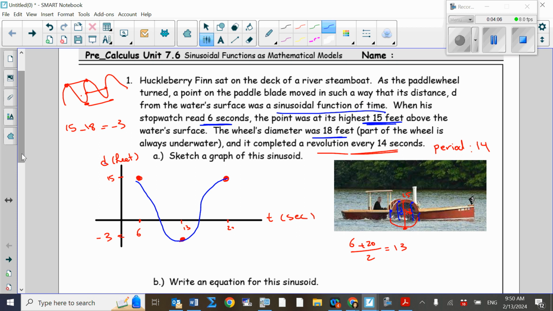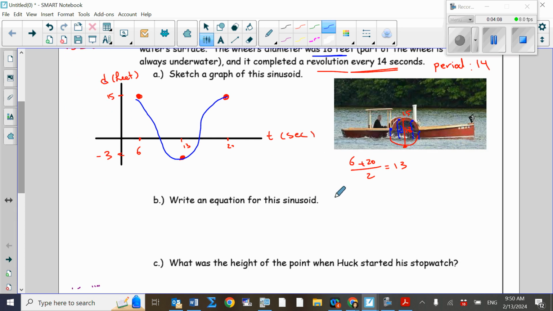Now we want to write an equation for the sinusoidal function. So we know that the general form is y equal to c plus a sine or cosine of b theta minus d. So a, b, c, d are the values that we need to find. The y and theta are basically representing the distance d, and theta is the time. So when I'm writing my equation, I'm going to change them: d equal to, d is basically the y value, and then instead of theta, I'm going to use t.